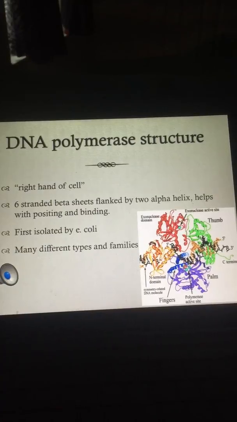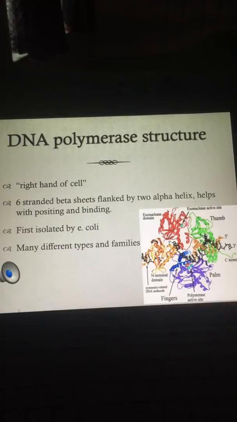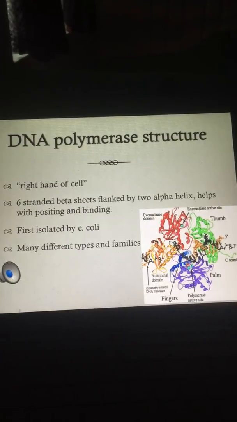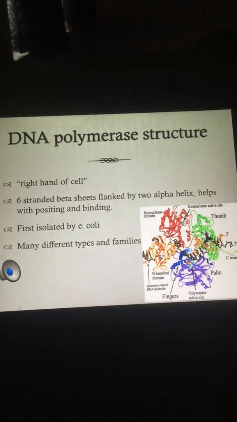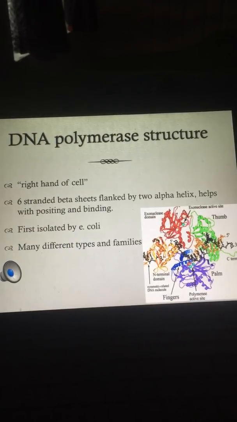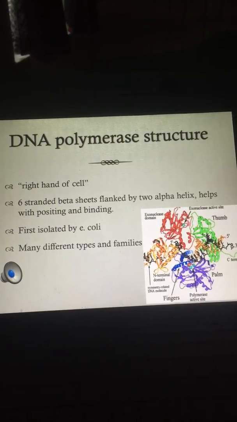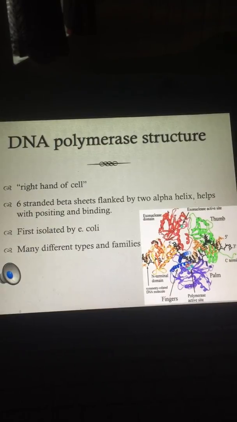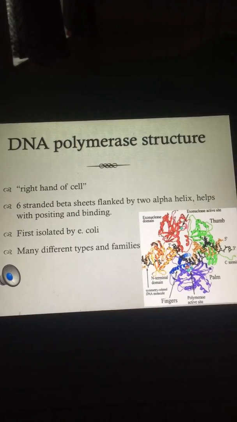So the first DNA polymerase was isolated from E. coli, and that was a crucial step in determining all of the next new DNA polymerases. It was done 50 years ago by the work of Arthur Kornberg's laboratory, and very few DNA polymerase families were known back then, and now there's over 15.